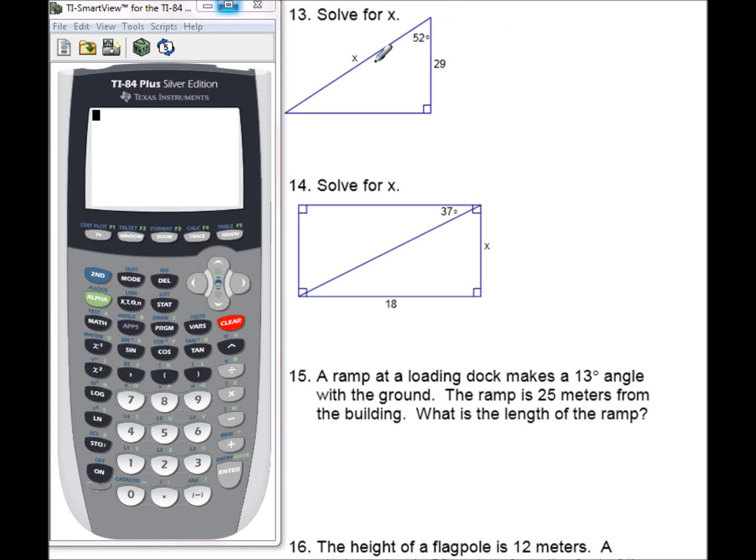Number 13, solving for x. X is the hypotenuse of this right triangle, and we are asked to find a second side given an angle and a side. This is going to be trig, our SOHCAHTOA.